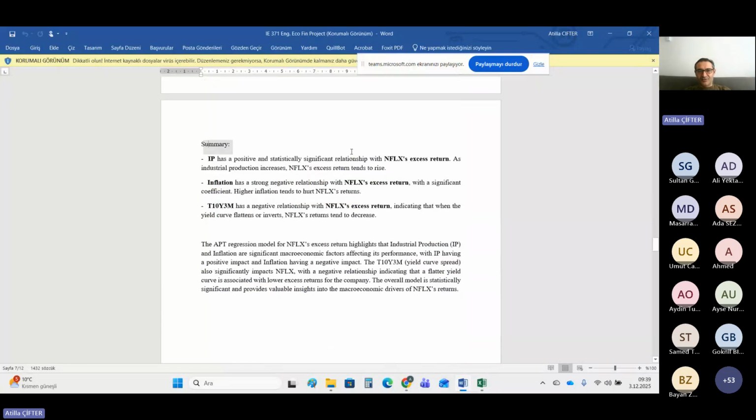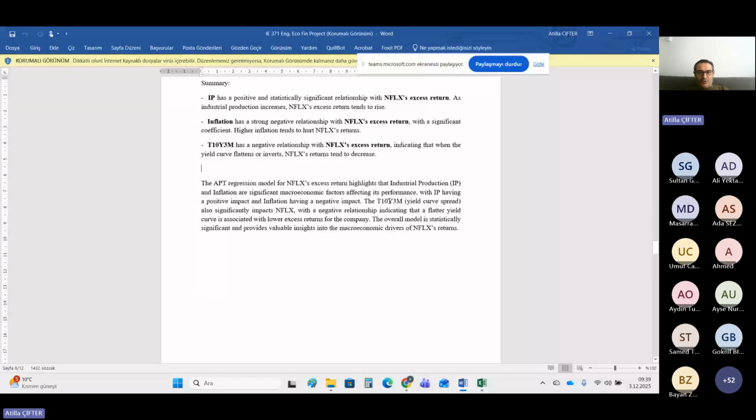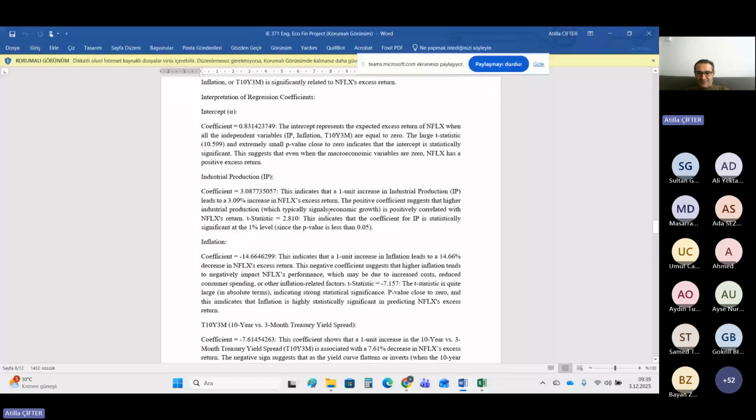Then summary, as you can see here, industrial production has a positive and significant relation with Netflix excess return, inflation has a strong negative relation, and the 3-month interest rate differential has a negative relationship. Then this is a summary. So you need to update it. So I will send you this.